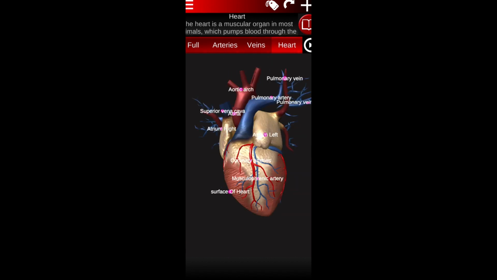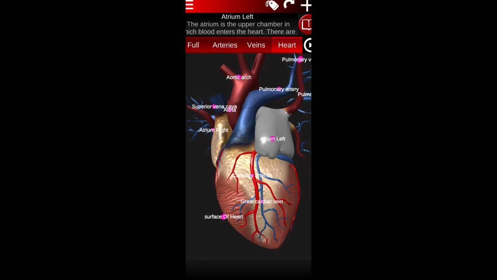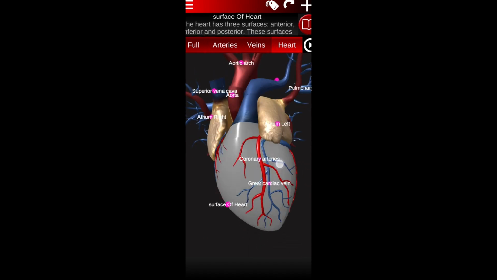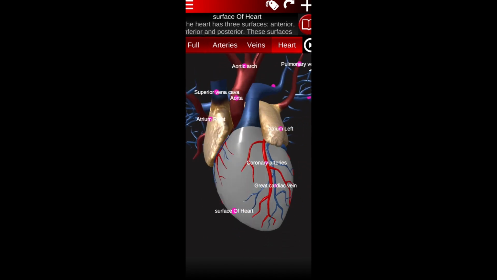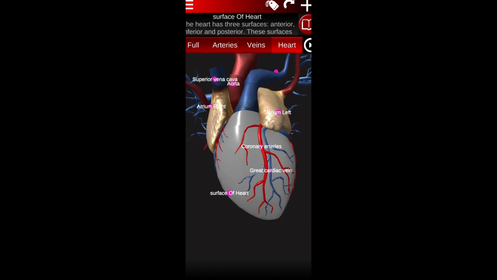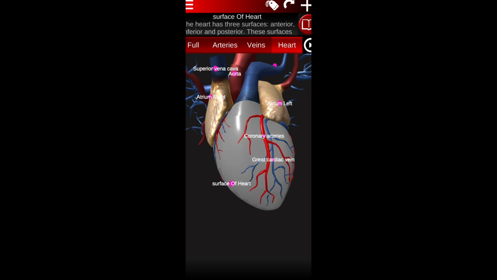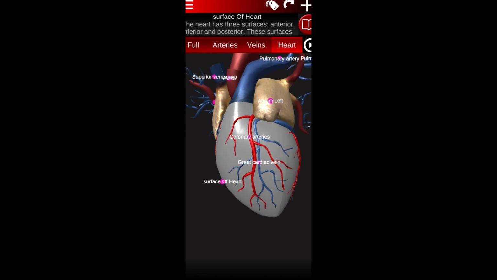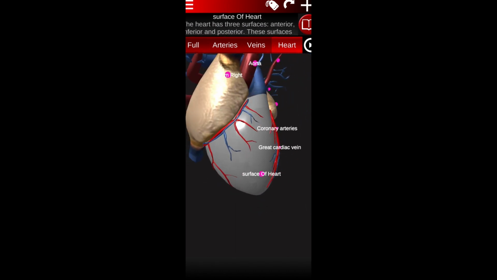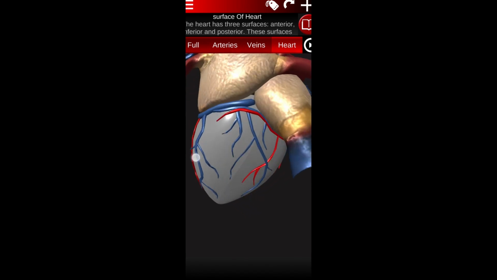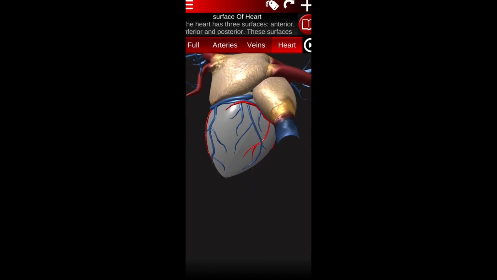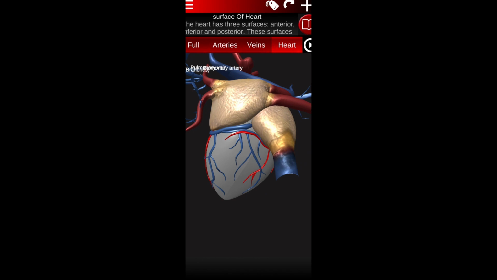Here you can see the heart. I already described that this is the heart. Actually, this heart contains a total of three surfaces. One is the sternocostal surface, or this is called the anterior surface, which is marked here. On the left side, this is called the left surface, and on the posterior side, this is called the diaphragmatic surface, or the posterior surface.